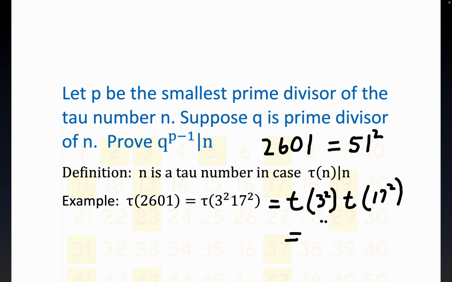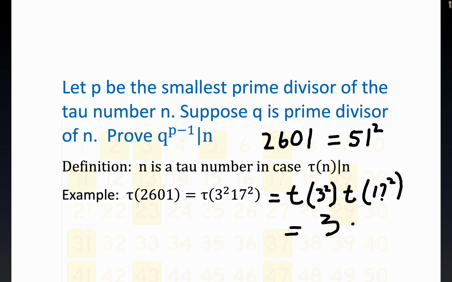And the very same thing holds for any prime number. 17 squared has 3 divisors, 1, 17, and 17 squared. So you get 3 times 3 is equal to 9 here. Now notice that meets our definition of a tau number. 9 does divide, or 3, it's easier to see that, I'll just write it down.